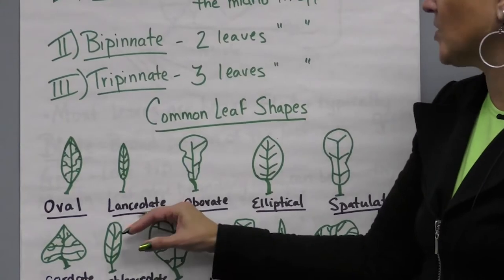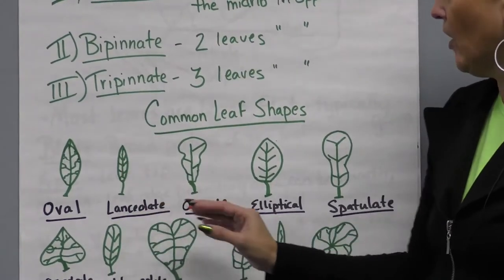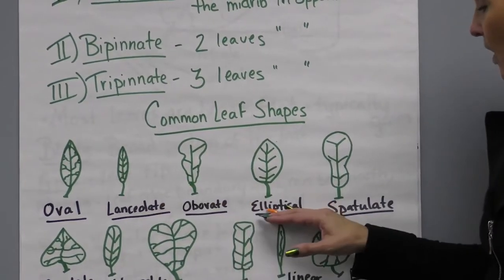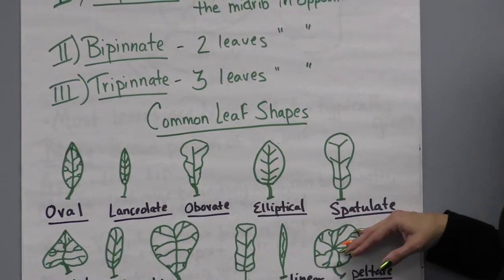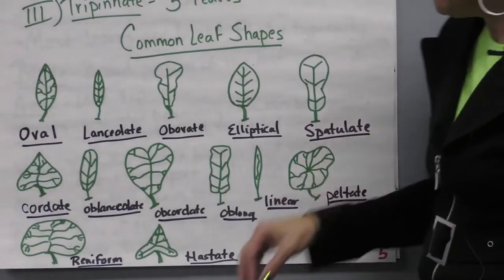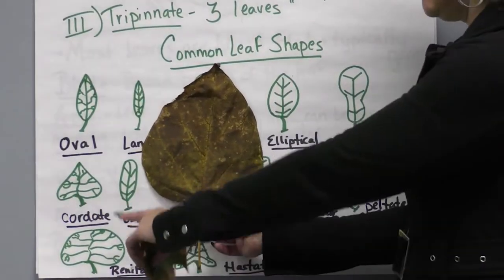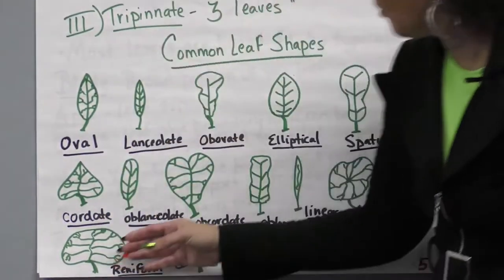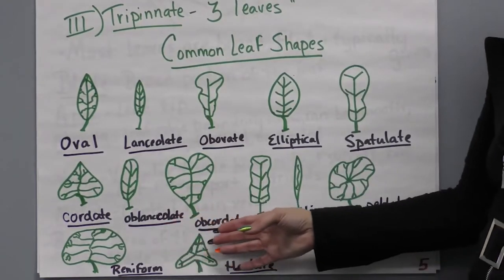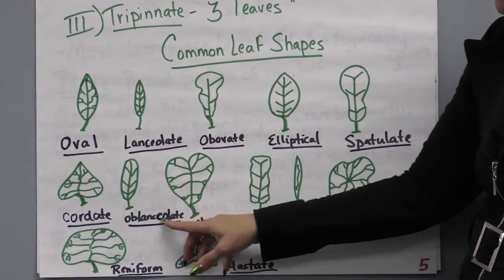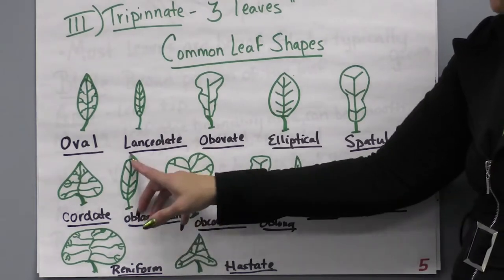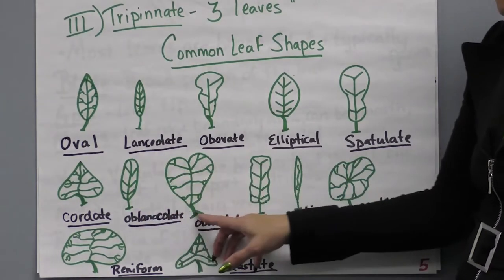Then we have lanceolate, which is sort of skinnier, obovate, elliptical. This one is called spatulate because it looks like a spatula. Then we have one like this that's called cordate. We have oblong-cordate, and then we have obcordate. So this one is oblong together, and this one looks sort of heart-shaped.